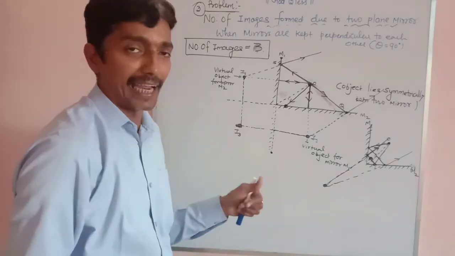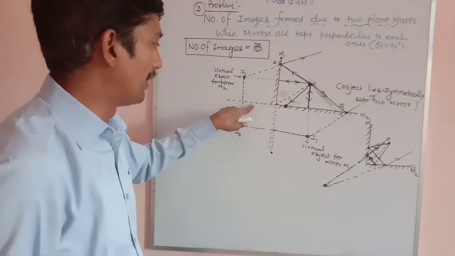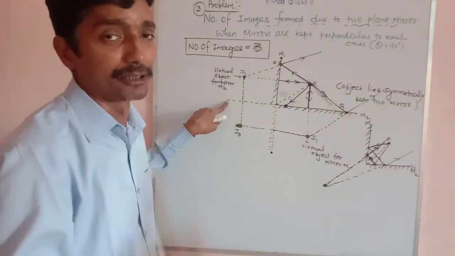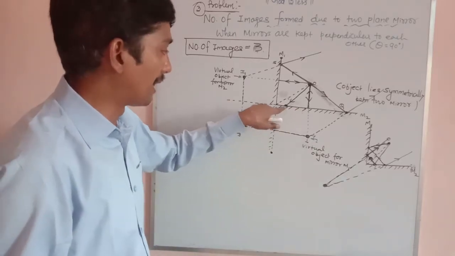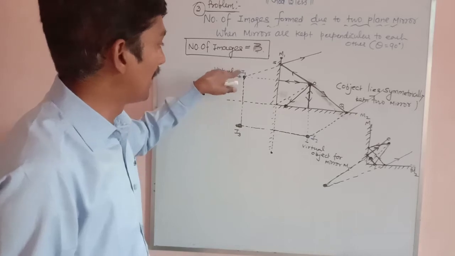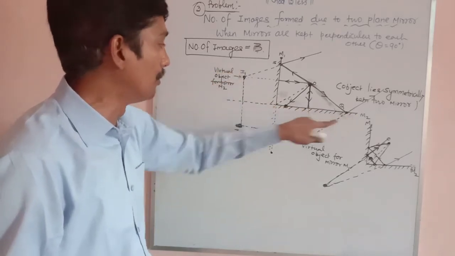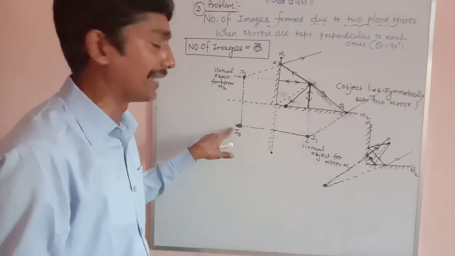What is the one method I told? My easy method. You do one thing, extend the mirror in your imagination like this, as I did. I am repeating again so that you understand this video lecture. So one method is, sir, I have extended mirror M2 like this. The image I1 now acts as the virtual object for mirror M2, whose image I am getting at equal distance inside the mirror M2, that is I3.